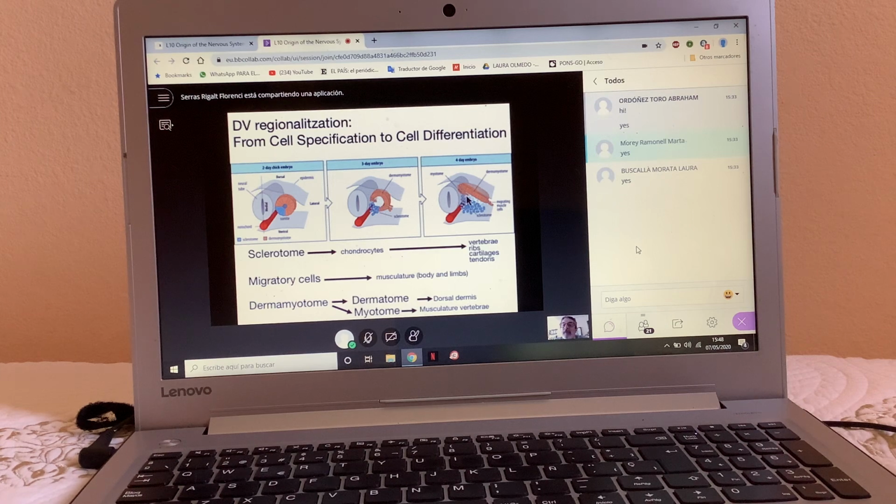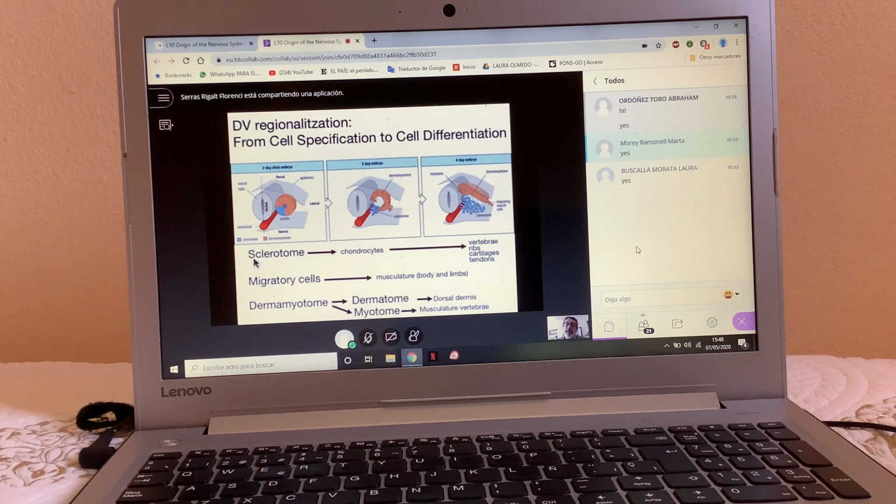The myotome are those cells here that are bending just below the dermatome, and they are going to develop the muscles of the vertebra, actually the muscles that are holding the vertebra. Now there is another population of cells, which are those cells here that also undergo an epithelial to mesenchyme transition and are migrating, and depending on their different ways of migration, they will develop different parts of the muscles. For example, the muscles of the body and the muscles of the limbs of your body are coming from those migrating cells from each somite, and they differentiate into muscles in different parts.